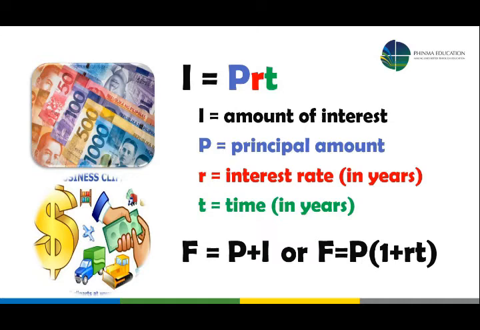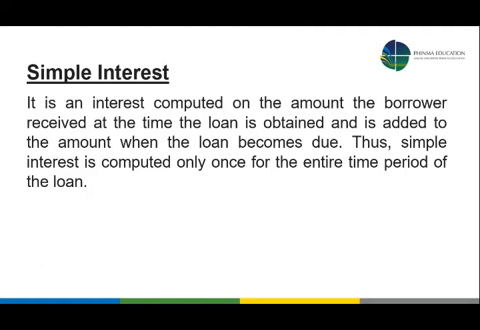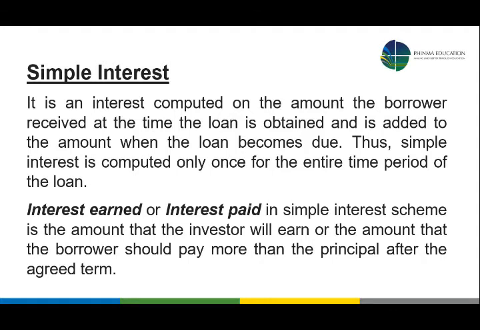Let us start with the definition, followed by real-life examples for simple interest. To start off, simple interest is an interest computed on the amount the borrower received at the time the loan is obtained and is added to the amount when the loan becomes due. Thus, simple interest is computed only once for the entire time period of the loan. In other words, interest earned or interest paid in simple interest is the amount that the investor will earn, or the amount that the borrower should pay more than the principal after the agreed term.